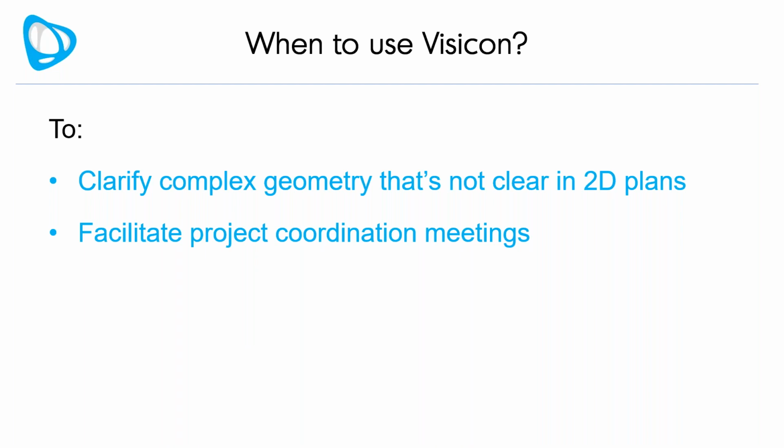Then we also see the use for facilitating project coordination meetings. Where we're seeing great use of this is for internal project coordination meetings, where you don't necessarily need to or want to publish everything to a central BIM 360 platform where everybody on the project can see it, but you really just want to be able to quickly huddle and dig into project information and address quick issues in a team meeting. So that's really where it has great applications.